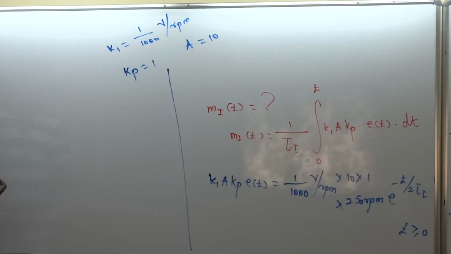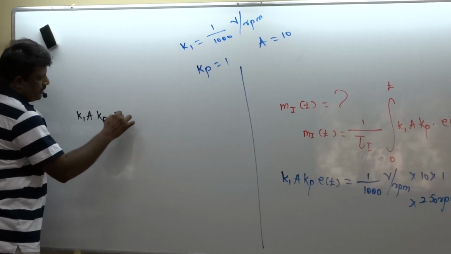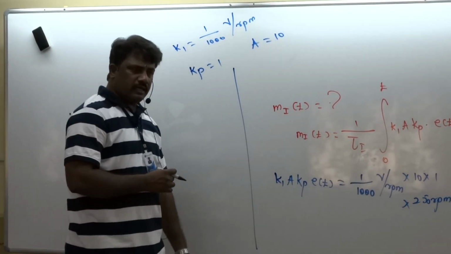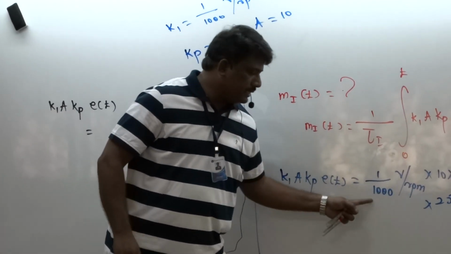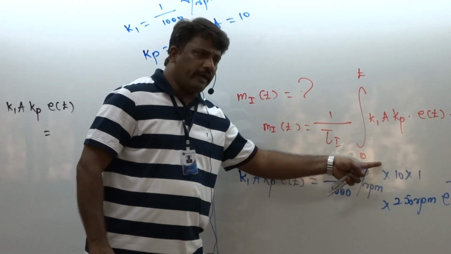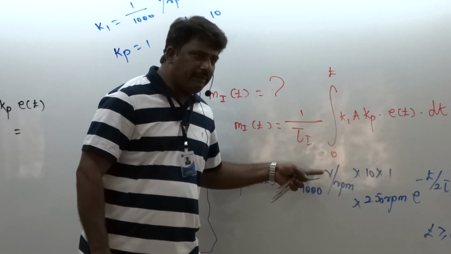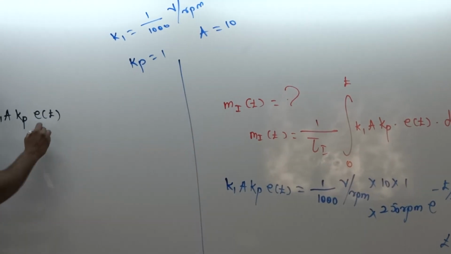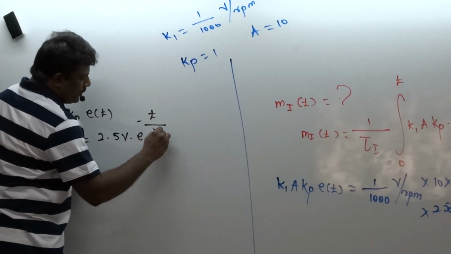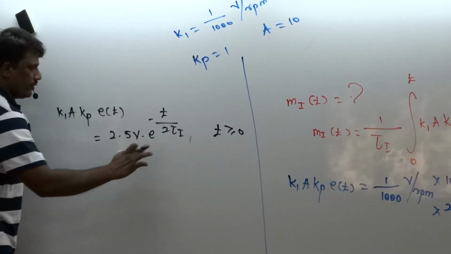The signal becomes the signal K1 A Kp into E. Now Kp becomes 1. RPM will get cancelled, right? 250 divided by 1000 is 0.25 into 10 will be 2.5. What is the unit? RPM will get cancelled. What only unit remains? Volt. So the result is 2.5 volts into e power minus t by 2 tau I into u of t, valid for t greater or equal to 0. That is this.